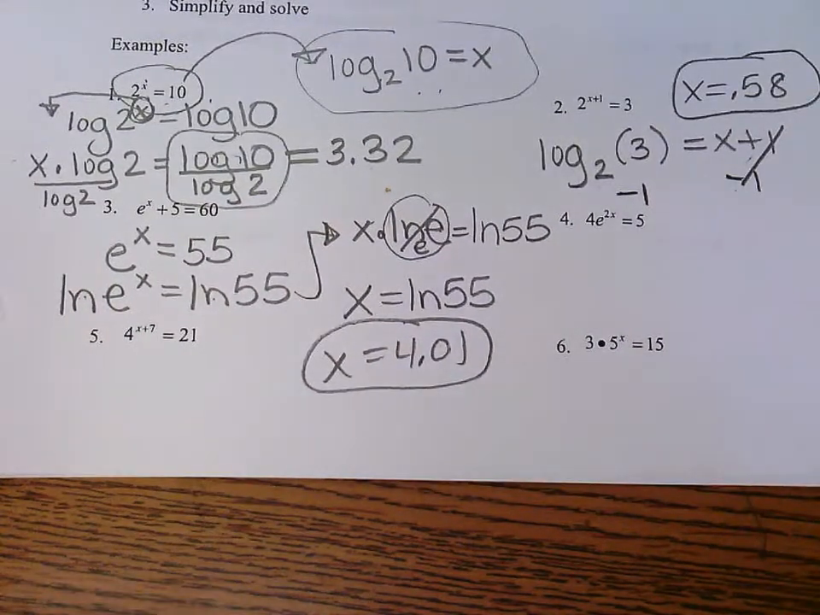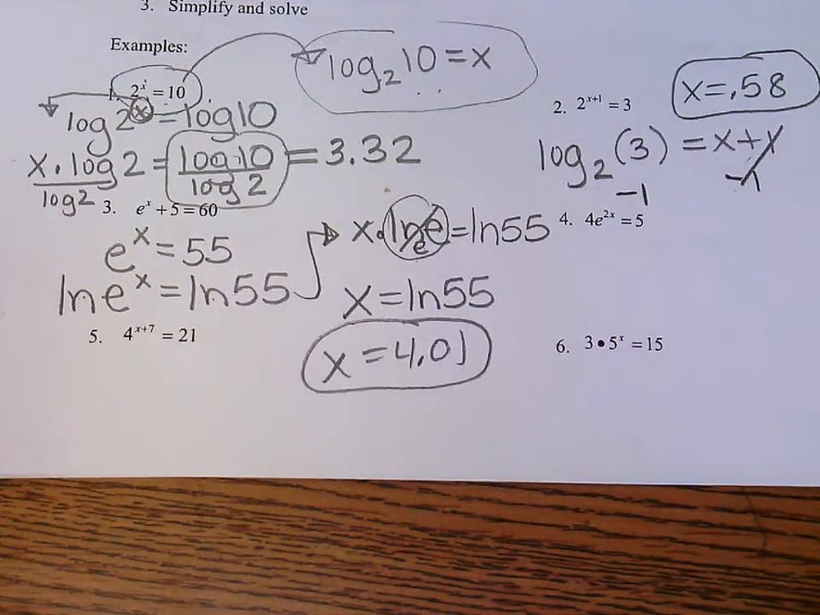So that's the answer to number 3, 4.01. So try 4, 5, and 6. When you get to number 4, what's going to be your first step before you do anything? Divide by 4 on both sides. So before you start the problem for number 4, divide by 4 on both sides of the equation. See if you can do 4, 5, and 6.